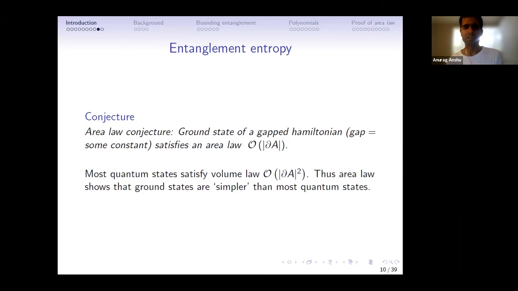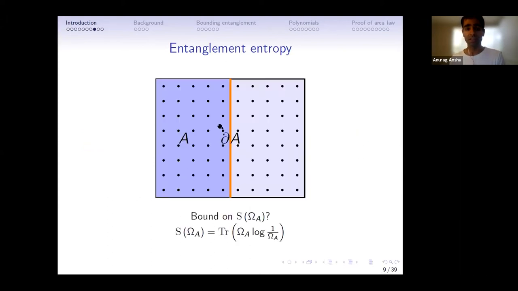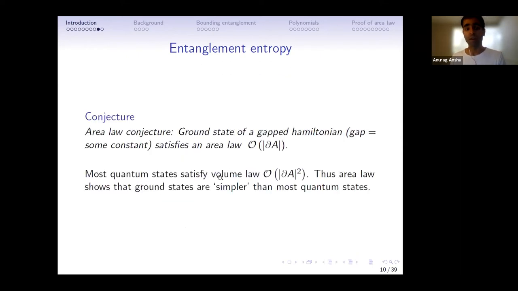And it turns out that most quantum states satisfy a volume law, which means that their entropy scales as the number of particles on the full lattice, on the full side of A. And if it's a regular square, if N and L are the same, then it's easy to see that the volume is the square of the boundary. So most quantum states on this lattice would satisfy a volume law, that's the square of the boundary. But the area law posits that the ground states are very, very special and they satisfy a much smaller entanglement behavior, something like the area of the region.